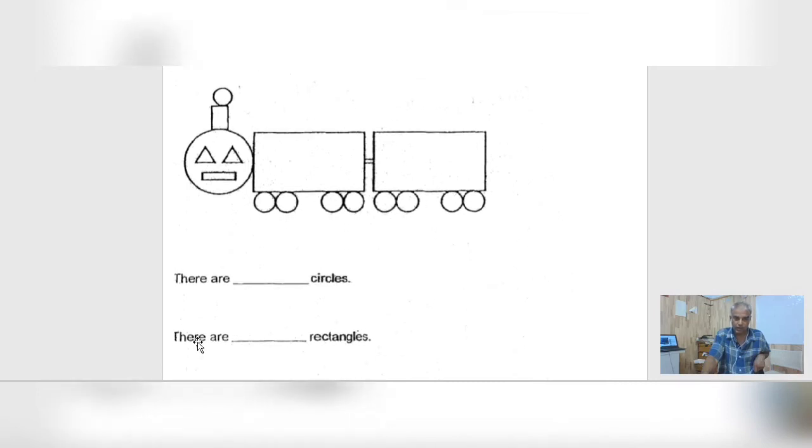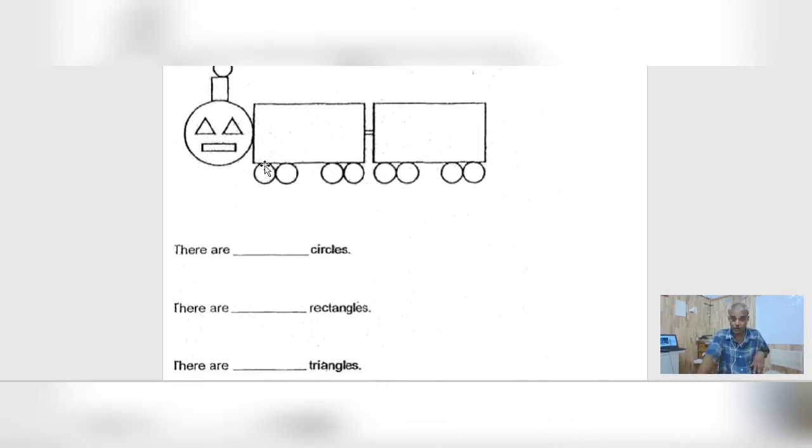Then how many rectangles are there? 1 rectangle, 2 rectangles, and don't forget this tiny rectangle here. That is also a rectangle, right? Okay, and one here and one here. See, you have to discover, a lot of things are there. This is purely a thinking skill question, right? So you have to use your thinking skills.